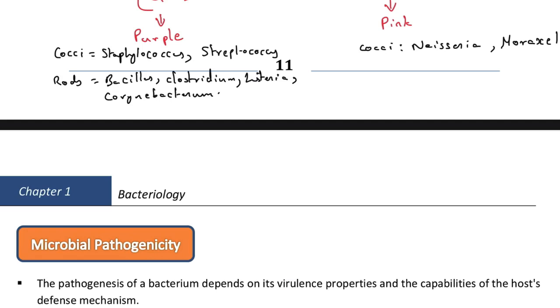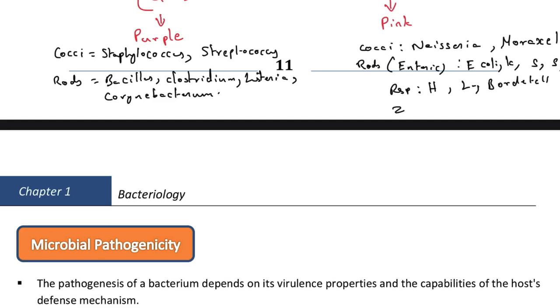In gram negative we can see rods, in enteric, like E. coli, Klebsiella, Salmonella, Shigella, Vibrio and Yersinia. Okay, in the respiratory system we can see Haemophilus, Legionella and Bordetella. In zoonotic bugs we can see Bartonella, Brucella, Francisella and Pasteurella.